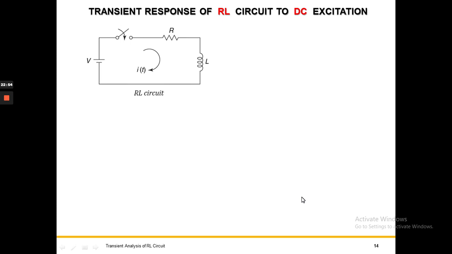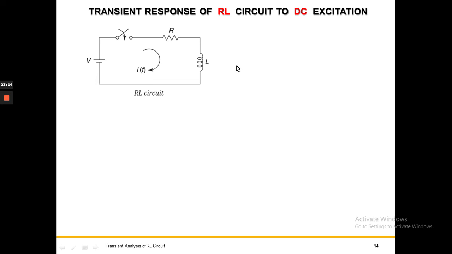So let us see some examples. So let us see a resistive inductance circuit connected to a DC voltage through a switch. You are closing the switch at time t is equal to 0. So after closing the switch, a current will be established. You will be asked to find out this loop current i of t.